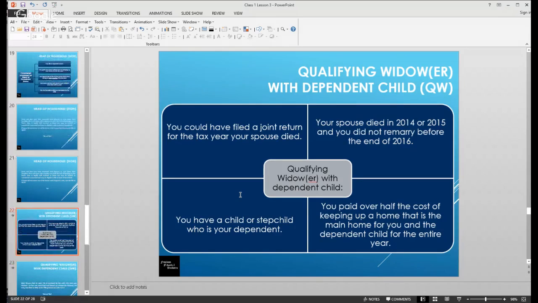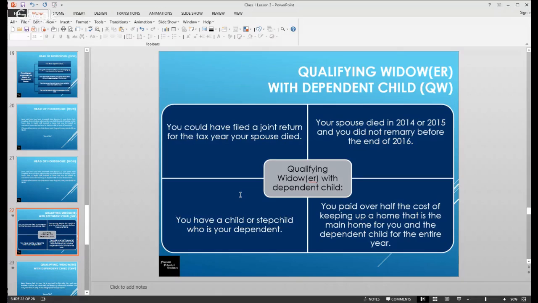The last filing status that we're going to review is the qualifying widower with dependent child. So you can file using the qualifying widower filing status if you filed a joint return the year that your spouse died, and your spouse died in 2014 or 15, and you did not remarry before the end of 2016. So in 2014, it would be a joint return, 15 would be qualifying widower, 2016 would be qualifying widower. If your spouse died in 2015, you would also be able to be qualifying widower in 2016, assuming you did not remarry, as well as in 2017.